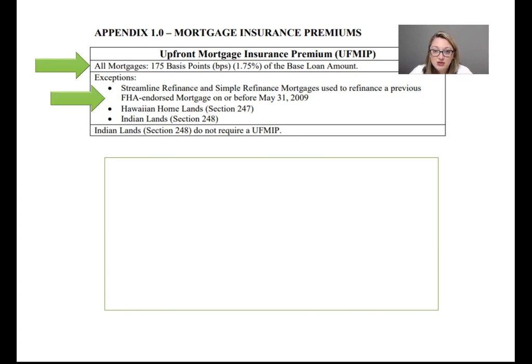There are exceptions, which again we talked about in the first video, for certain streamline refinances, so that's when refinancing an FHA to another FHA. There are also some exceptions as to how much is charged in the UFMIP for Hawaiian homelands and Indian lands. But we'll talk about that a little bit later. Let's focus right now on all mortgages and the 175 basis points.